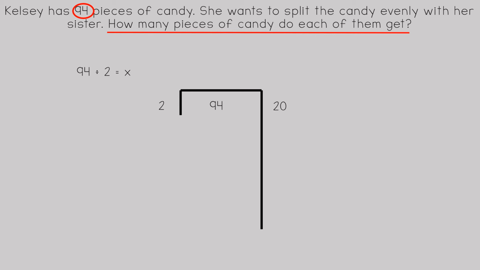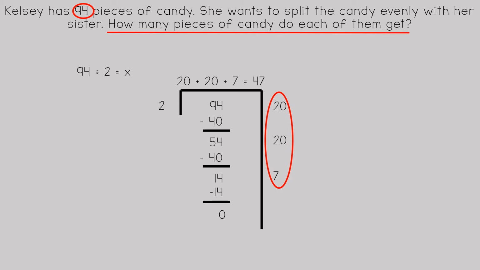The sisters could start by grouping the candy into groups of 20 for each of them. 20 times 2 is 40. There's 54 pieces of candy left over. They could do it in groups of 20 again, giving 20 pieces of candy to each sister, so that there were, again, 40 pieces of candy. There's 14 pieces of candy left over. Each sister would then get 7 pieces, and there's no pieces of candy left over. So then each sister would get 47 pieces of candy.